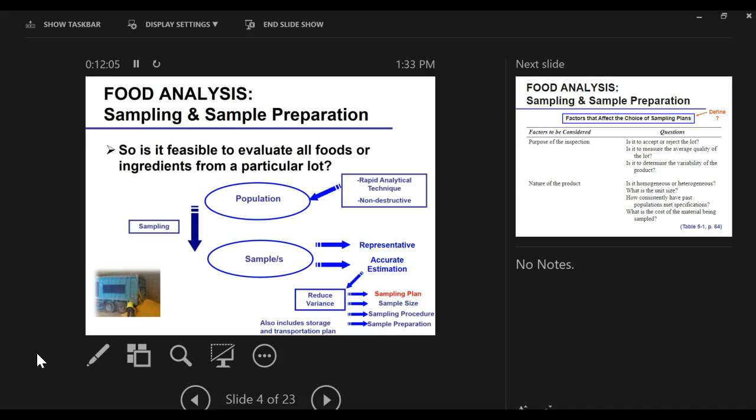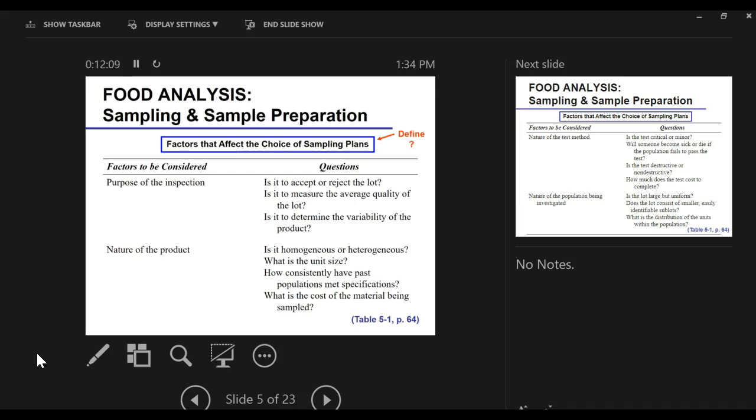So, factors that affect the choice of sampling plan, and here I put in red: define. That means define your sampling plan. Everything I just said 5 minutes ago is the definition of a sampling plan, what it includes. So if I ask you in the test what a sampling plan means, or what it includes, you want to make sure to talk about all of these points.